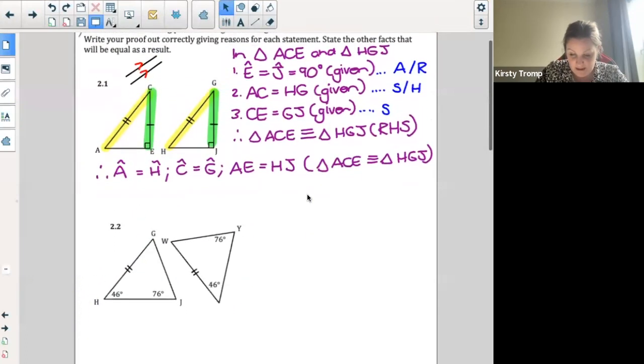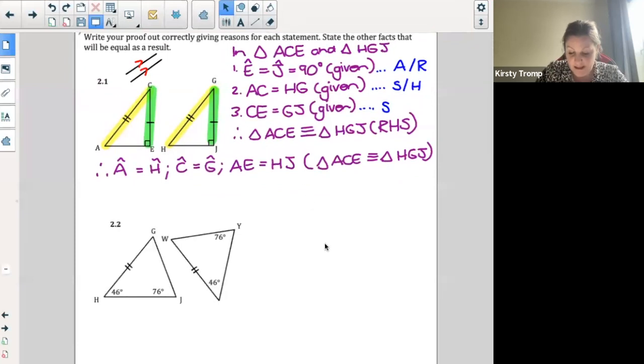Okay, so there's the previous one for those people that were still writing, and we're going to do the next one. All right, let's have a look at the next one, and then we're going to have a look at the kind of examples that you're going to get in grade 9. Okay, so we're going to level it up a little bit.